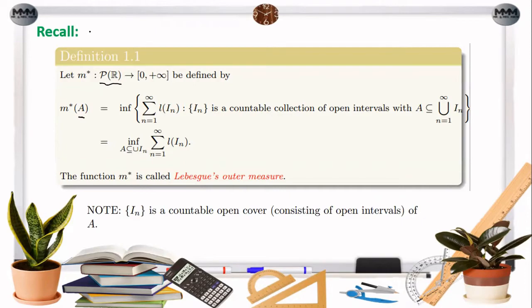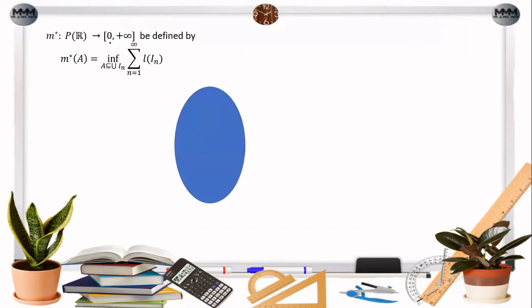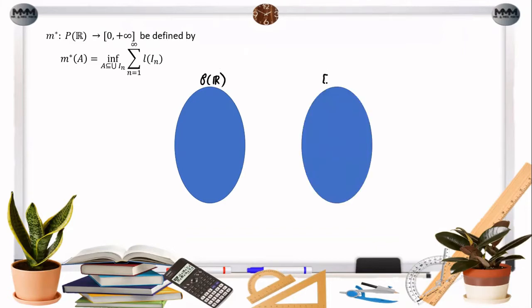Now let's consider here an illustration of the mapping of the function m star. So we have here our function m star defined by this. Let's have first the domain of the function. We know that the domain is P of R, the power set of R, the set of real numbers. And then for our codomain, we have the closed interval from 0 to positive infinity.